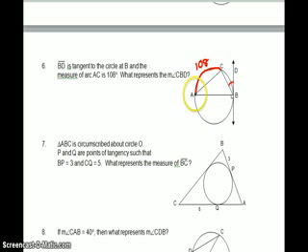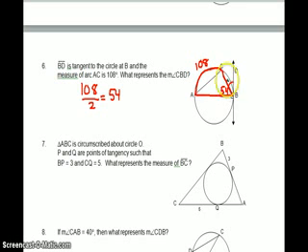108 is the arc that matches up with this angle here. So to find this angle, we'll just divide that by 2. So 108 divided by 2 equals 54. So 54 is going to go right here.